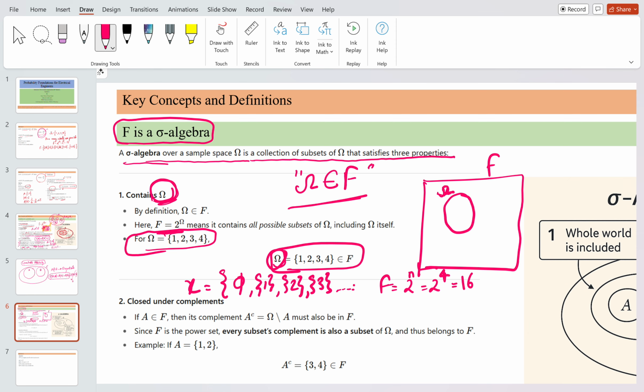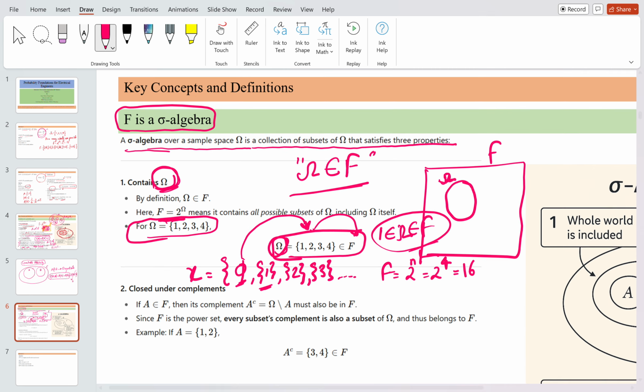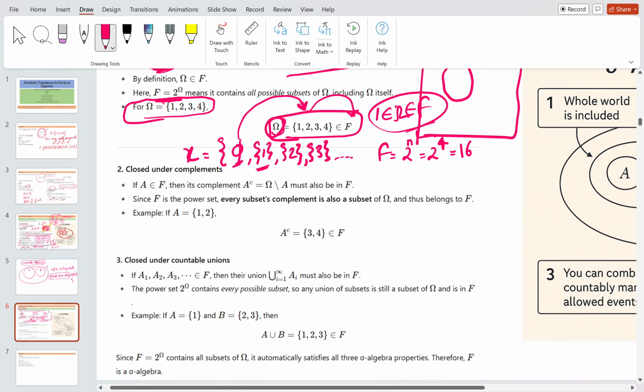So this will also be a subset of this, and this is also a subset of F. It means this 1 belongs to omega, and that also belongs to F. That is more important. That is the first criterion. Second criterion, let's understand.